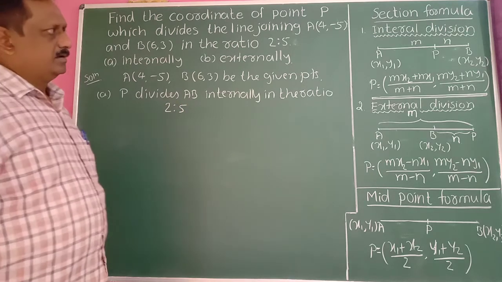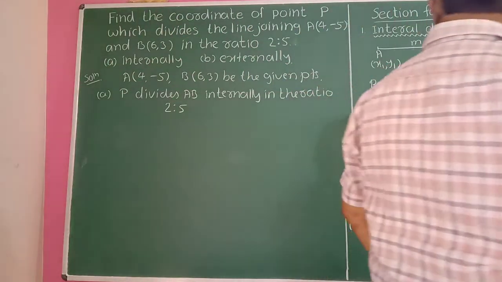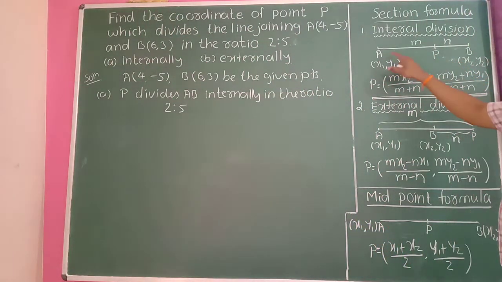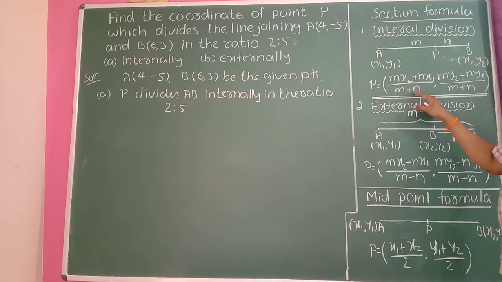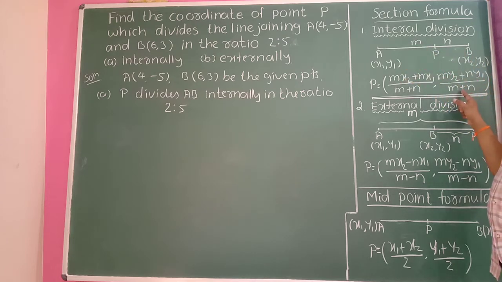Therefore, here just observe the formula. Here P divides AB internally in the ratio m is to n. In that case, the coordinate of point P is (m x2 plus n x1) divided by (m plus n). First take only the x coordinates: m x2 plus n x1 divided by m plus n. Then take the y coordinate: m y2 plus n y1 divided by m plus n.